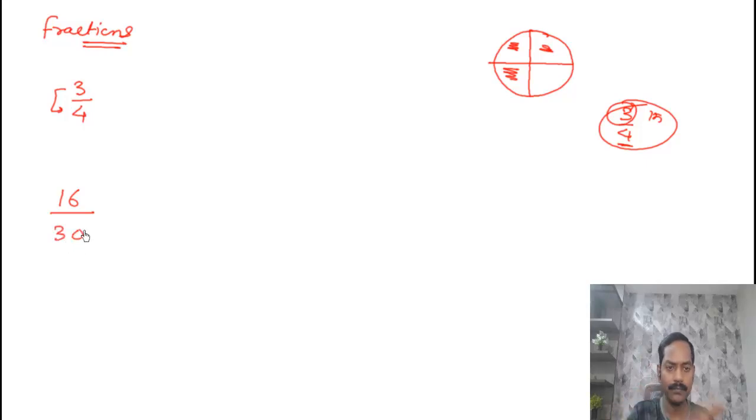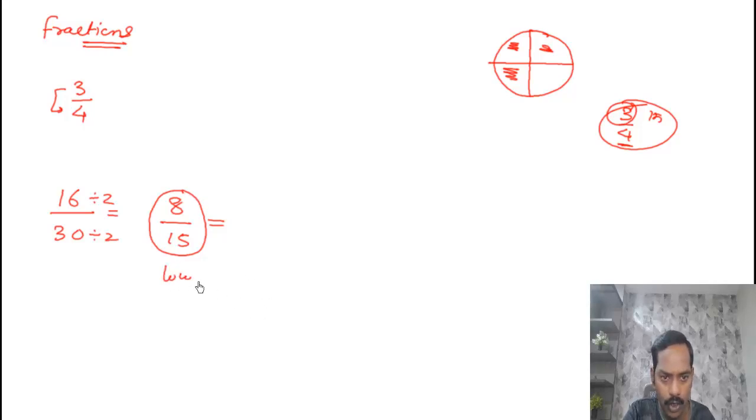say 30, correct? We know that both 16 and 30 are even numbers, so they are divisible by 2. And if I divide both numerator and denominator by the same number, it will not make any change in the overall value. So 16 divided by 2 will make it 8, and 30 divided by 2 will make it 15. Now can I further reduce it? No. Why? Because there is nothing common between 8 and 15. 8 is an even number, 15 is an odd number, so nothing would be common. So this is the lowest form.